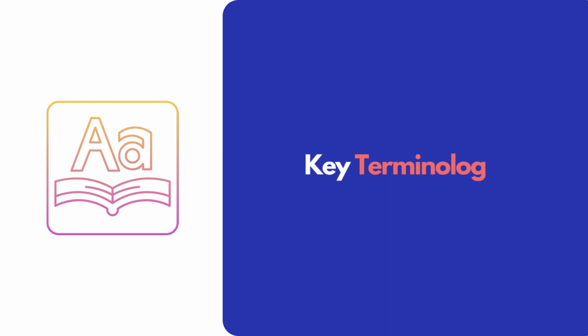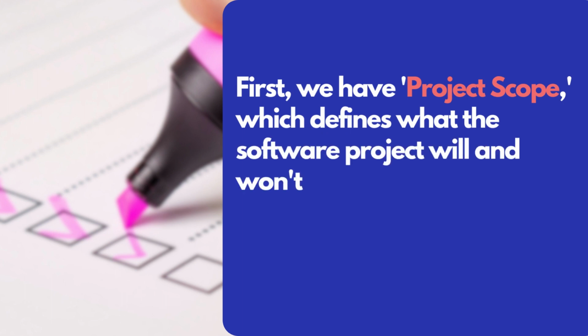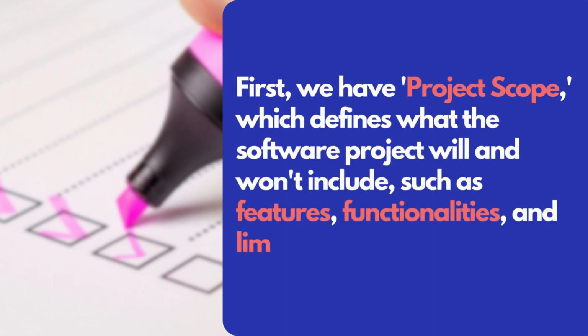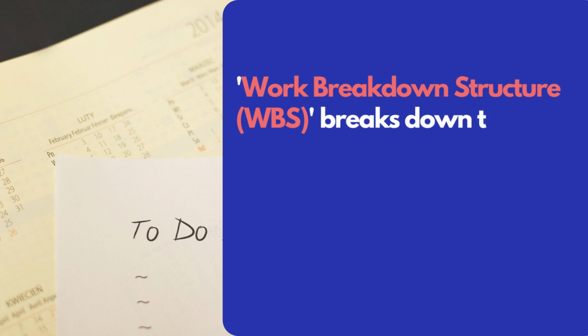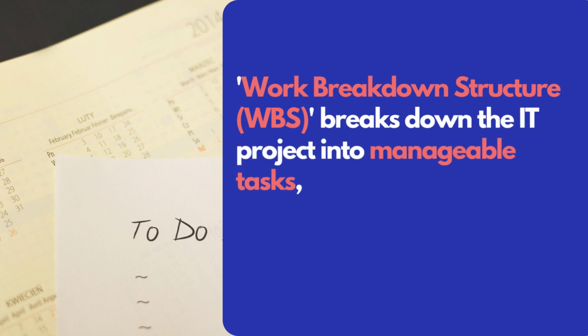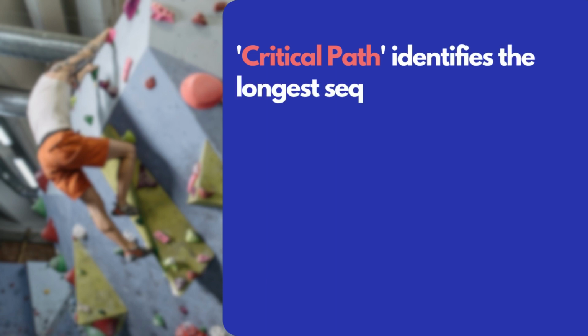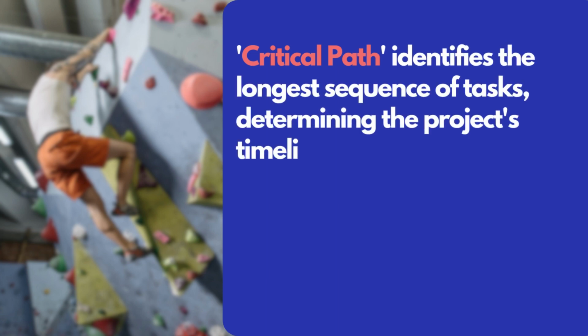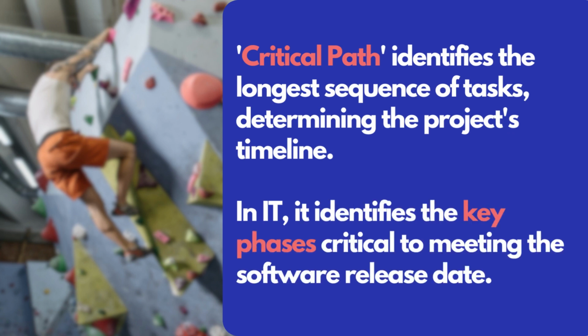Now, let's dive into some key terminology you'll encounter in the world of project management using our IT project. First, we have project scope, which defines what the software project will and won't include, such as features, functionalities, and limitations. Next, work breakdown structure, WBS, breaks down the IT project into manageable tasks, such as software design, coding, testing, and deployment. Critical path identifies the longest sequence of tasks, determining the project's timeline. In IT, it identifies the key phases critical to meeting the software release date.